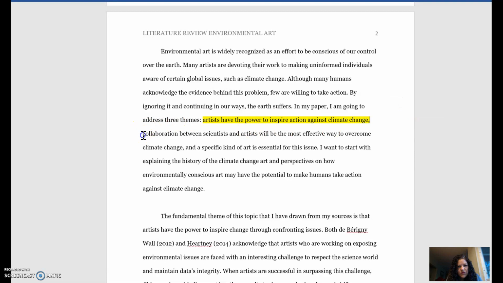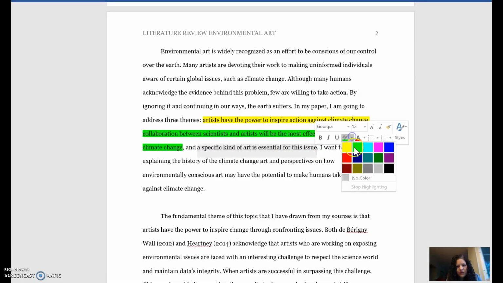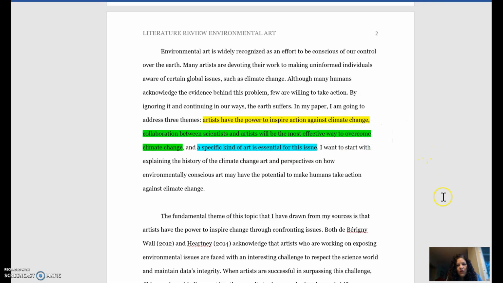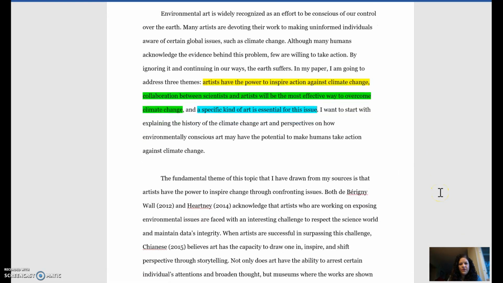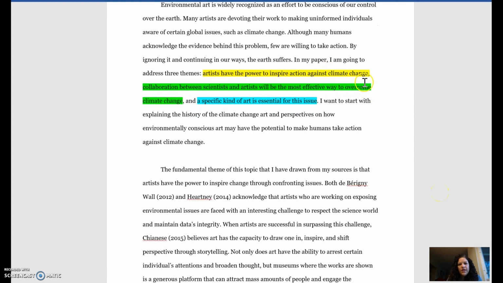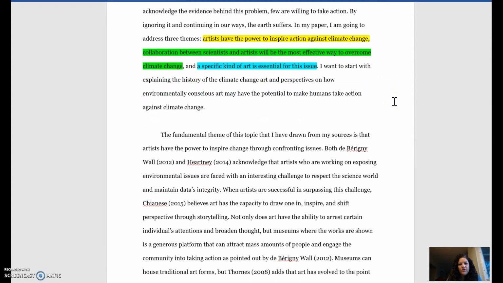And then collaboration between scientists. This one can be green. And then we've got a third one, specific kind of art. And this one we'll make blue. So with your themes like this, what I'm going to look for next when I'm grading your paper is to say, all right, so the first one is the power artists have. So I expect these themes to appear in the order that they're presented in your introduction. That should match what you have in your paper.